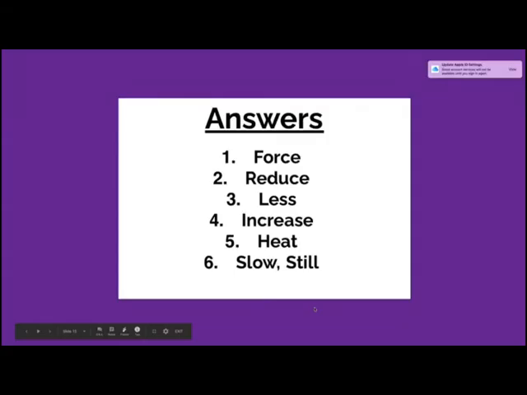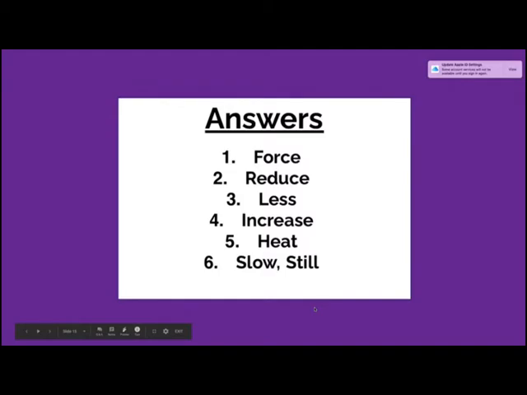So, what are the answers? Friction is a type of force. Friction always reduces the speed of a moving object. Smoother surfaces have less friction than rough surfaces. Melting the snow on the road can increase the friction between the car and the road. Rubbing your hands together creates heat. Friction can slow things down or make things stand still.